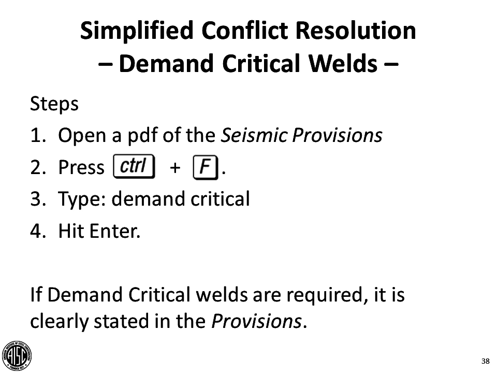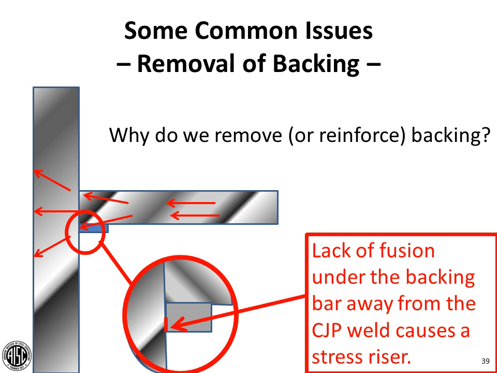critical weld or not, the simple process is simply to open up the PDF of the seismic provisions, which you can download for free from the AISC website. Press Control F to open up the Find feature, type in the term demand critical and hit enter, and it'll bring up everywhere a demand critical weld is required in the seismic provisions. So that's a very easy way to resolve those kind of disputes.